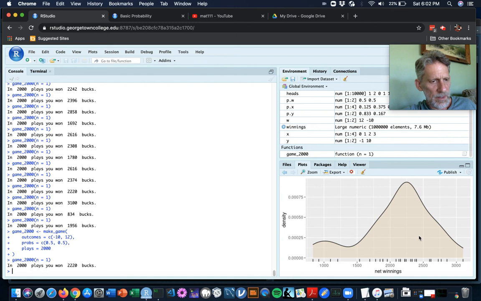I think I accidentally messed myself up. I accidentally created game 2000 again. So I've kind of lost all my previous results. So I'd like you to try that, okay? Just try making a game and playing it once a lot of times by up arrowing and see what kind of result you get over here in the plot window.